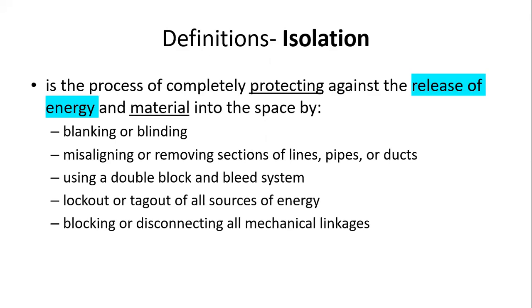Okay. So some of the techniques that are used, and I talked about this already, are blanking and blinding, misaligning. I'll show you what we mean by that in a second. Double block. Lockout, tagout, we're all familiar with that, and I'll go through that just a small bit. And of course, mechanical linkages. Blocking a mechanical linkage would be, for instance, if you had a spring-loaded machine, well, it's okay to shut it off, and it's okay to remove all the power, but the spring may still have power in it. And if that spring is not locked or blocked, it could be hurting you at the wrong time.